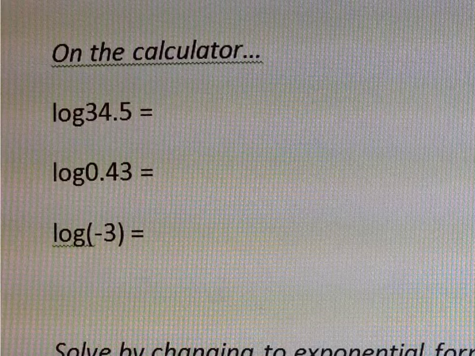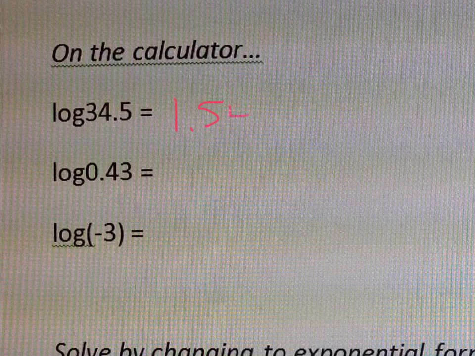All right, let's get a little calculator practice in here. When you see, again, the log without any base there, it's assumed that it's 10, and that's the log that you see on your calculator. So if you just practice with me here, typing in log of 34.5, you should get 1.54.